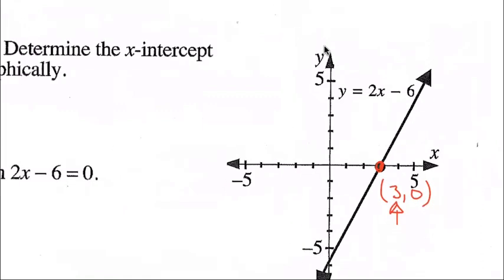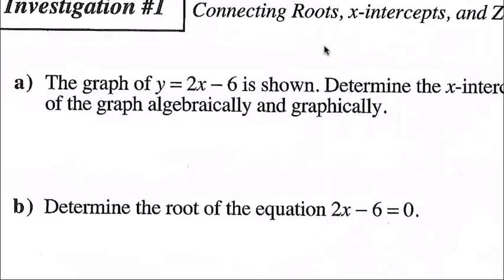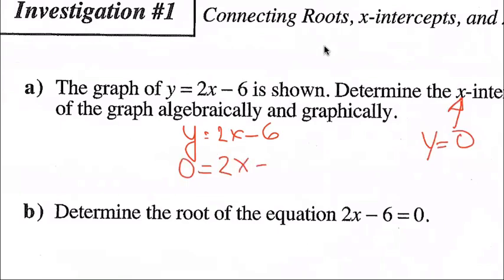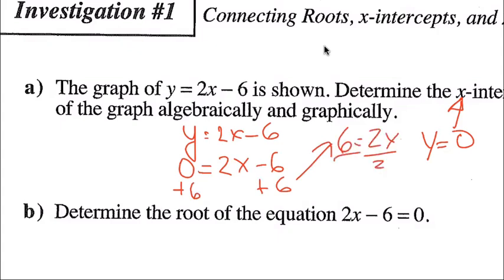To calculate that algebraically, we say, well, y equals 2x minus 6. If we are looking for the x-intercept, that is when y equals 0. So I put a 0 in for y in y equals 2x minus 6, and I solve for x. Add 6, add 6. That gives me 6 is equal to 2x. Divide by 2, divide by 2. 3 is equal to x. There is your x-intercept. Okay.